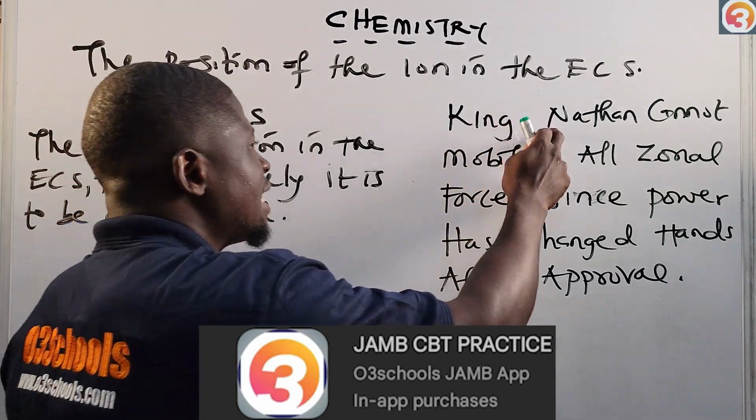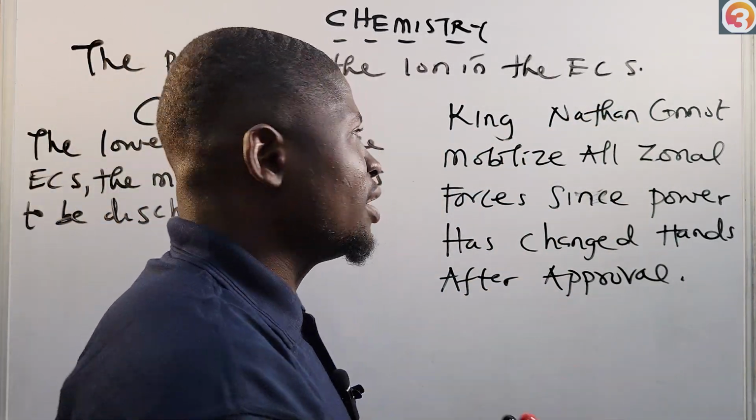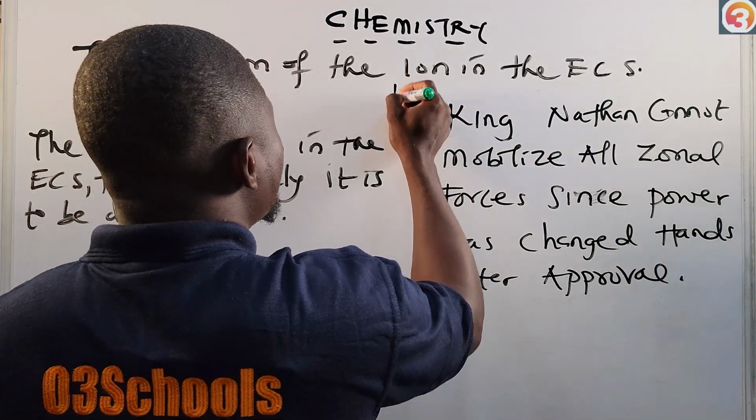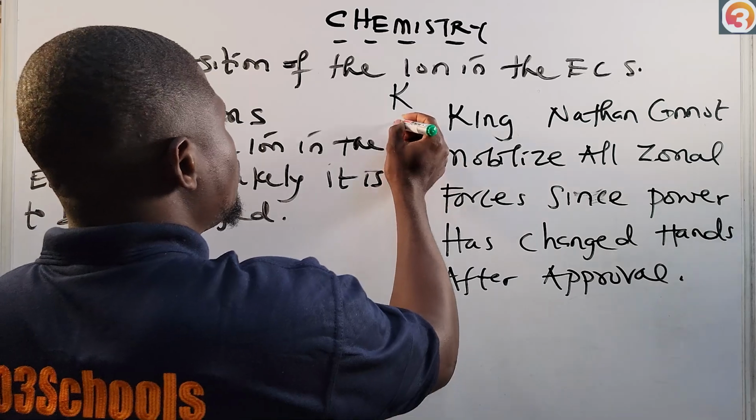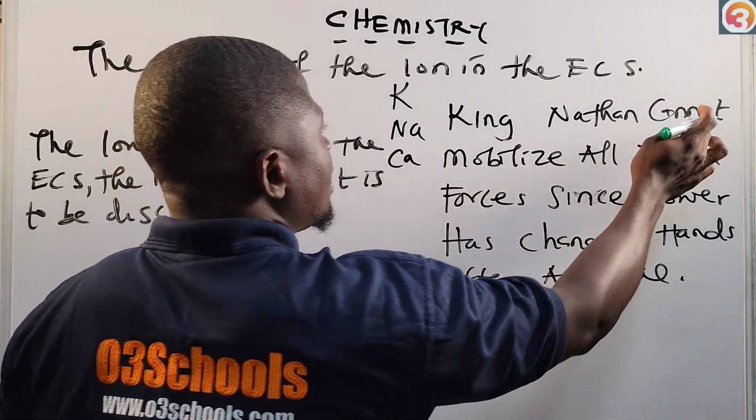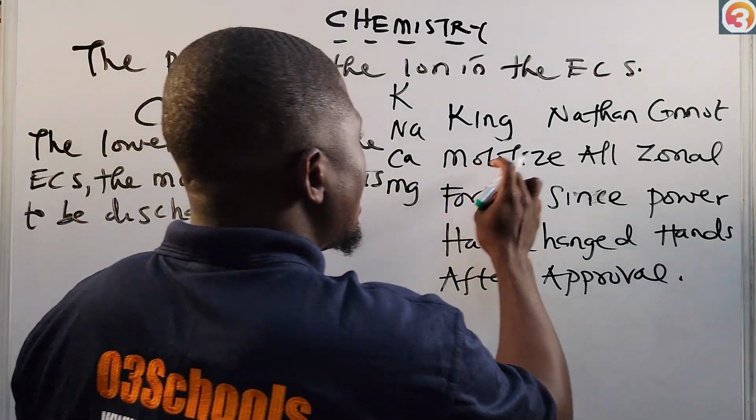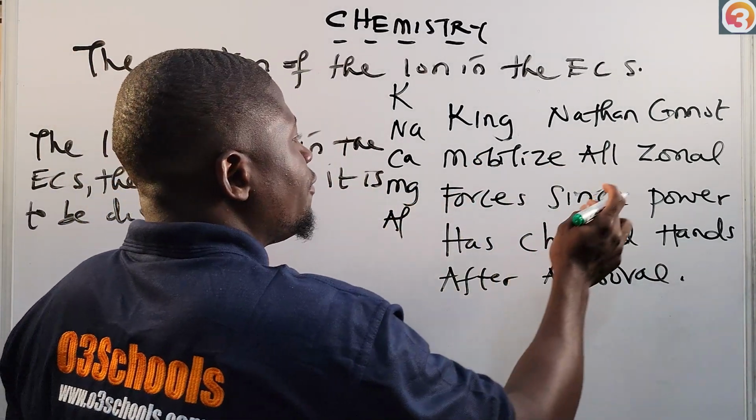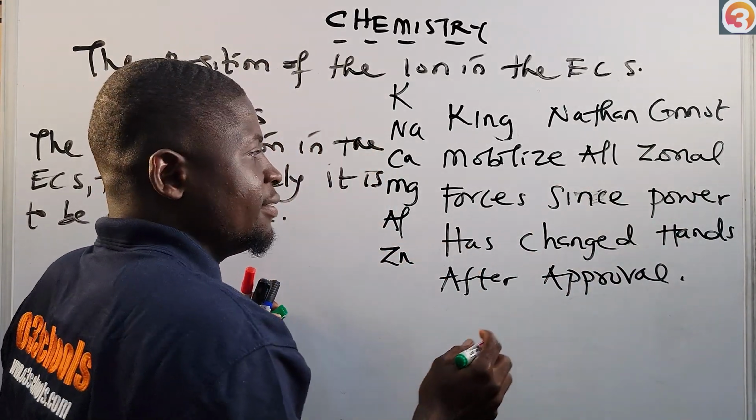So this is King Nathan cannot mobilize all zonal forces since power has changed hands after approval. So the K here is for potassium. King, K is for potassium. Then Na, that is sodium, from Nathan. Then we have calcium from cannot. Then you have Mg, that is magnesium, from mobilize. Then we have aluminium from all. Then zonal, we have Zn, that is zinc.